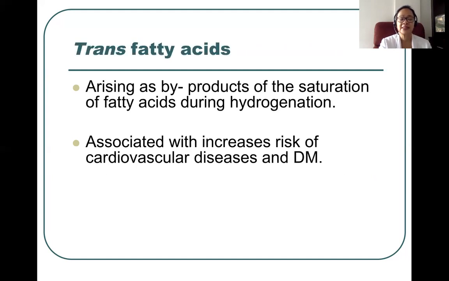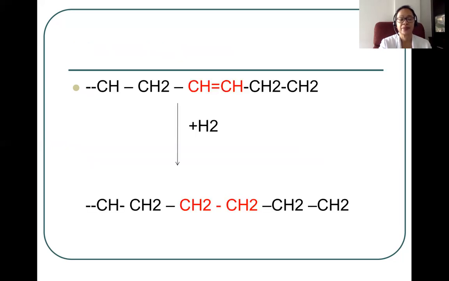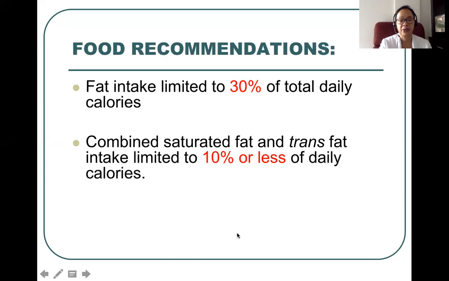So trans fatty acids may arise as byproducts of the saturation of fatty acids during hydrogenation, and it is associated with increased risk of cardiovascular diseases and diabetes mellitus. So this is the process of hydrogenation. Now wherein this one, the double bond here, become saturated with hydrogen molecules, making it a trans fatty acid.